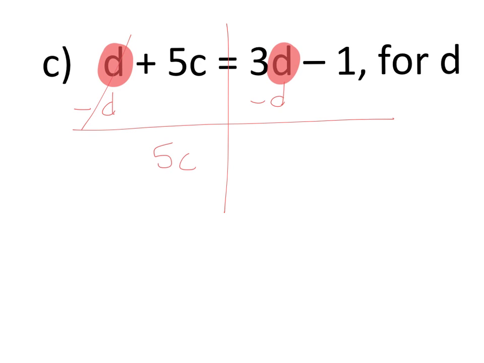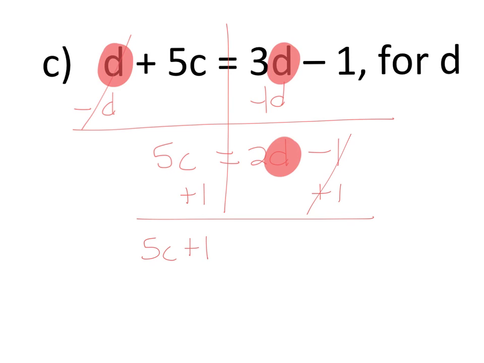So I have 5C equals 3d minus 1d, remember there's a 1 in front there, is 2d minus 1. Again, we're still isolating this d right here. So the next thing I would do is add 1 over to this side. So you get 5c plus 1 equals 2d. And then I'm going to divide everything by 2.